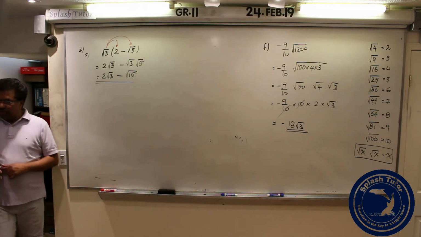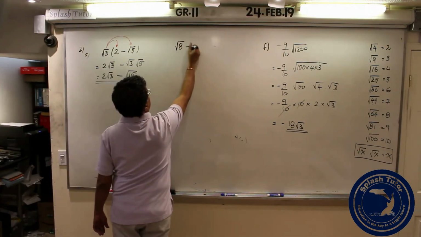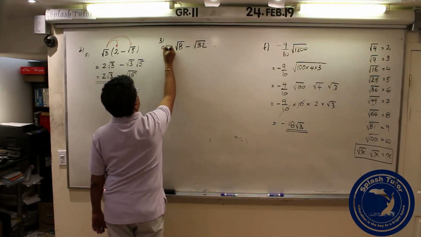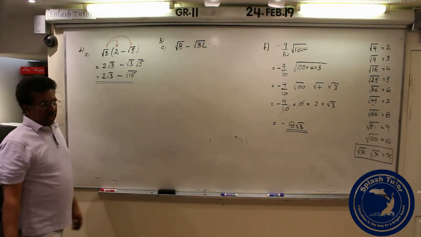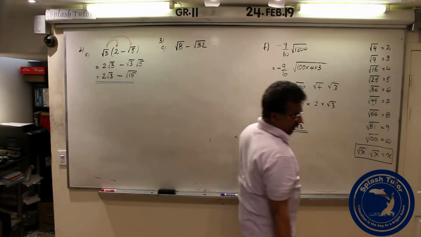3a. Root 8 minus root 32. We need to simplify this. Okay, now we have to use this tool here to find any simplifications.